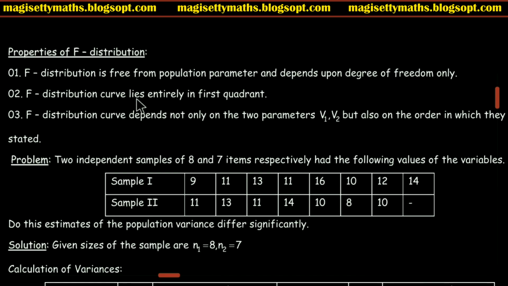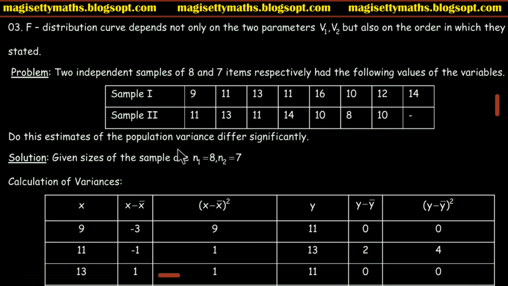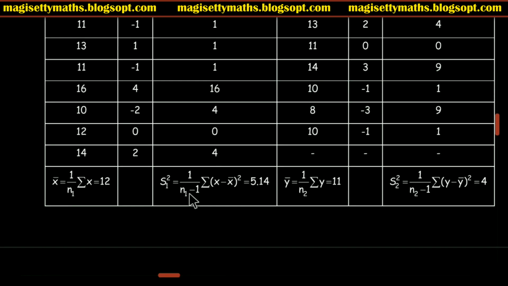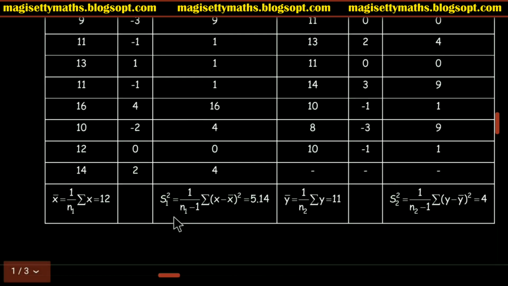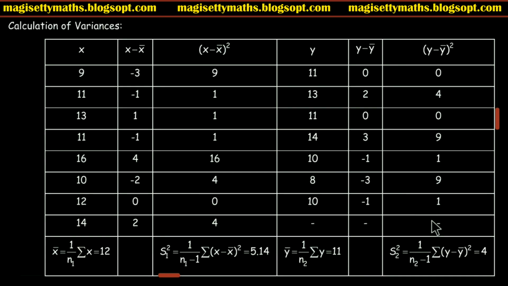So in our problem, just the data of the samples is given, so we have to evaluate the variances S1 square and S2 square by using the formulae S1 square equals 1 by n1 minus 1 into summation xi minus x bar whole square, and S2 square equals 1 by n2 minus 1 into summation yi minus y bar whole square. With the help of this table, we can evaluate them.